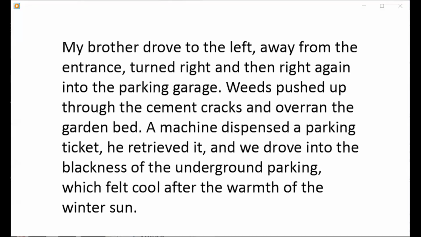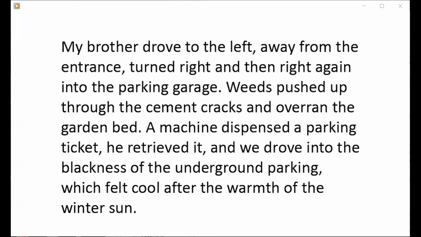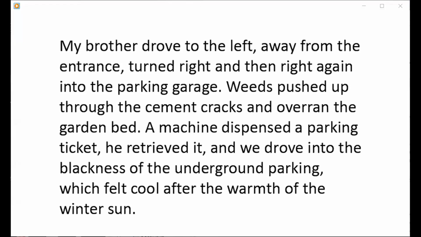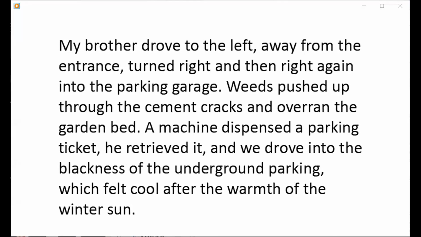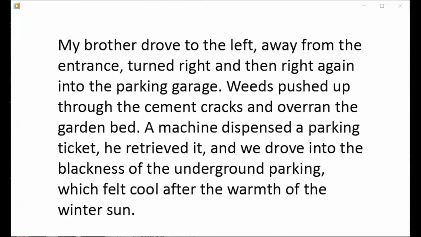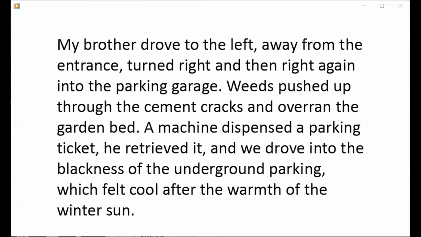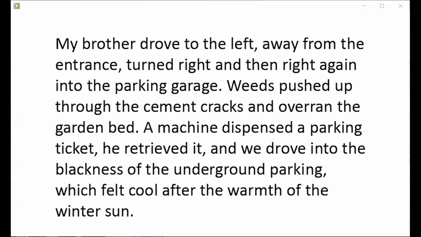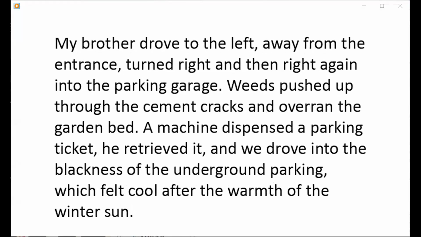Now let's take you through rather the whole scene of show telling and how we can do show telling. My brother drove to the left, away from the entrance, turned right, and then right again into the parking garage. Weeds pushed up through the cement cracks and overran the garden bed. A machine dispensed a parking ticket. He retrieved it, and we drove into the blackness of the underground parking, which felt cool after the warmth of the winter sun.